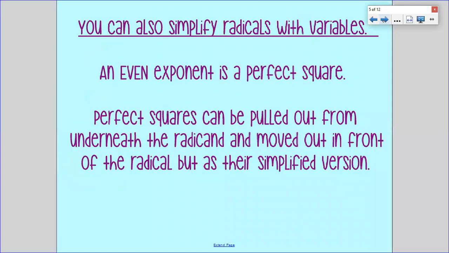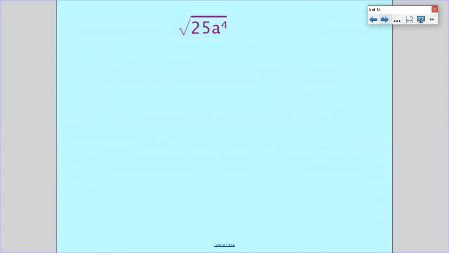But of course, we've got to bring in the variables. You guys know, you can also simplify radicals with variables. Okay, so an even exponent is a perfect square. So you're going to look for evens, okay? And perfect squares can be pulled out from underneath the radicand and moved out in front of the radical, but it's their simplified version. So for you that need words, here are the words. For those of you that need numbers and examples, here we go.